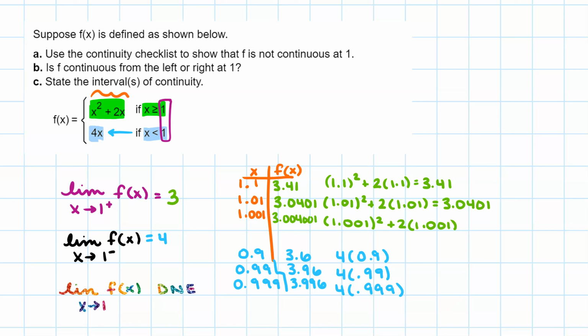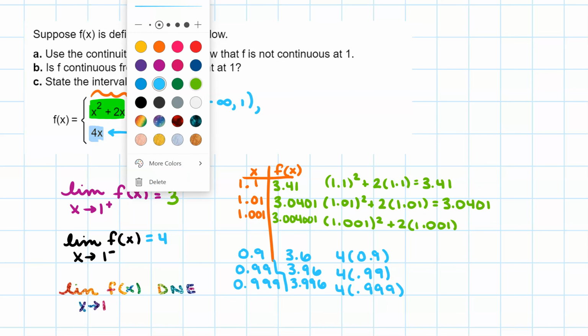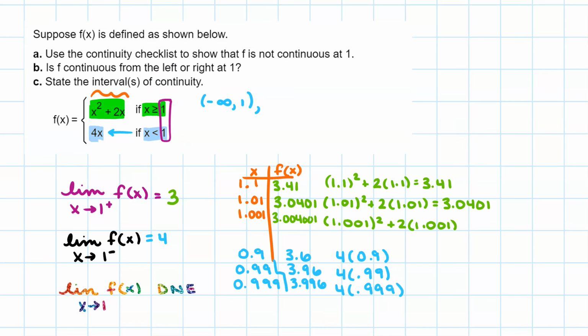So where is the function continuous? Well, it's continuous for the x's less than 1, right? So from minus infinity to 1. And then it's also continuous for the x's bigger than or equal to 1. So from 1 to infinity. Really important here, do not use union. Use a comma.